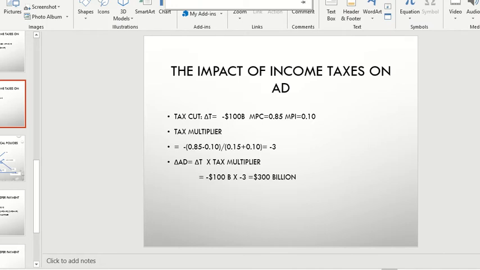We work on this exercise, but now let's look at the exercise closely. First, why do you think the income tax multiplier always has a negative sign in front of it? Whether it is an income tax cut or an income tax hike, income tax raise, it's the same thing. We have a negative sign in front of the income tax multiplier. So what does that mean? Why is that so?